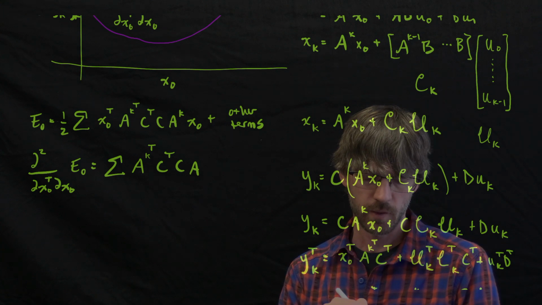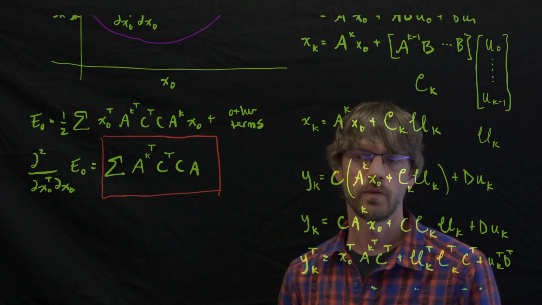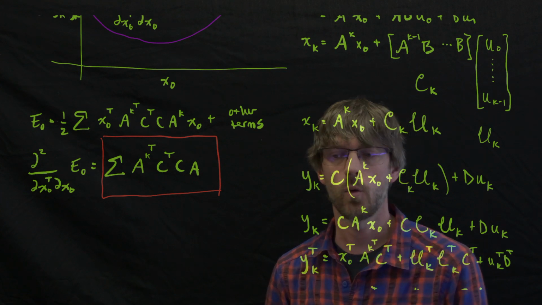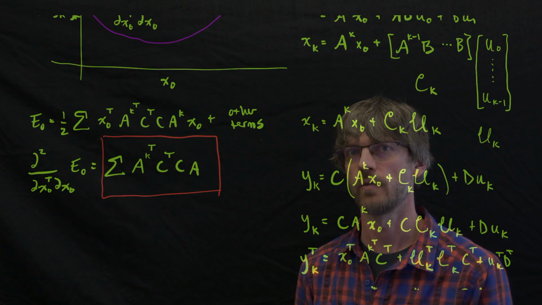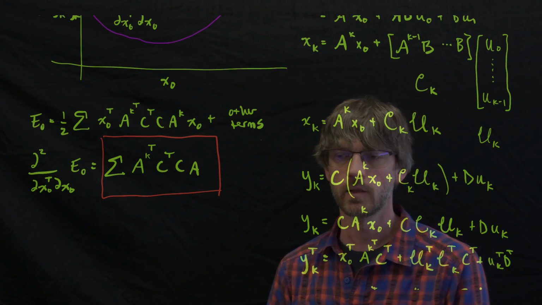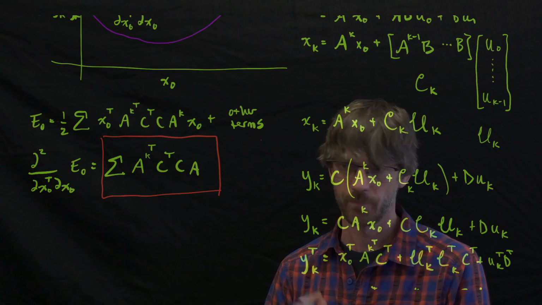And this here is what we call the observability Gramian. Now it doesn't quite yet have exactly the form that we established it should have at the beginning. So let's think a little bit more about what that sum actually looks like.